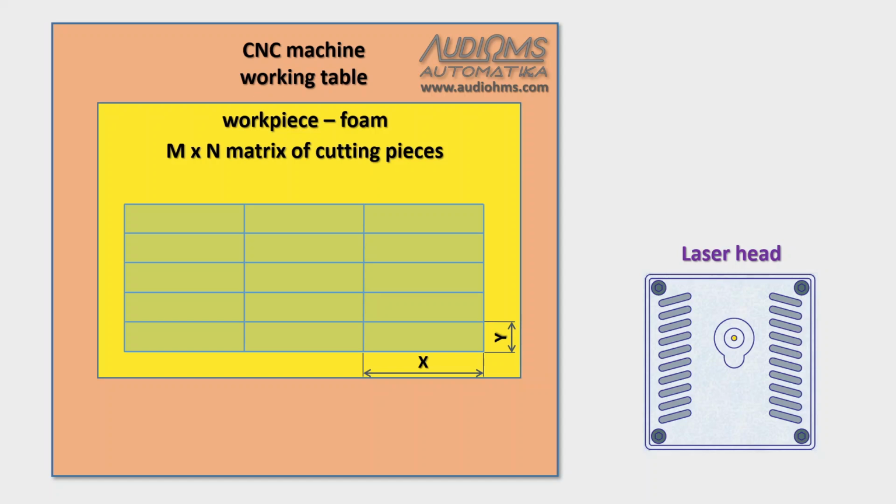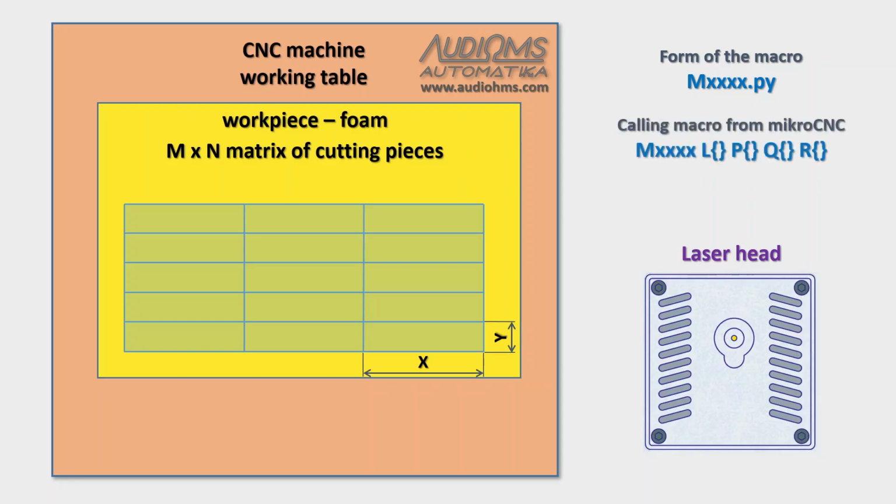The new version of Micro CNC offers a solution with the support of Python scripts. Namely, it is possible to create custom macros in the form of Python scripts that can then be called from G-code or directly from the MDI command line. The format of the macro is the letter M, followed by a number that identifies the script, and then .py. One of the functionalities that these macros support is passing up to 4 parameters. This provides us with an ideal solution to our problem with cutting out foam pieces.